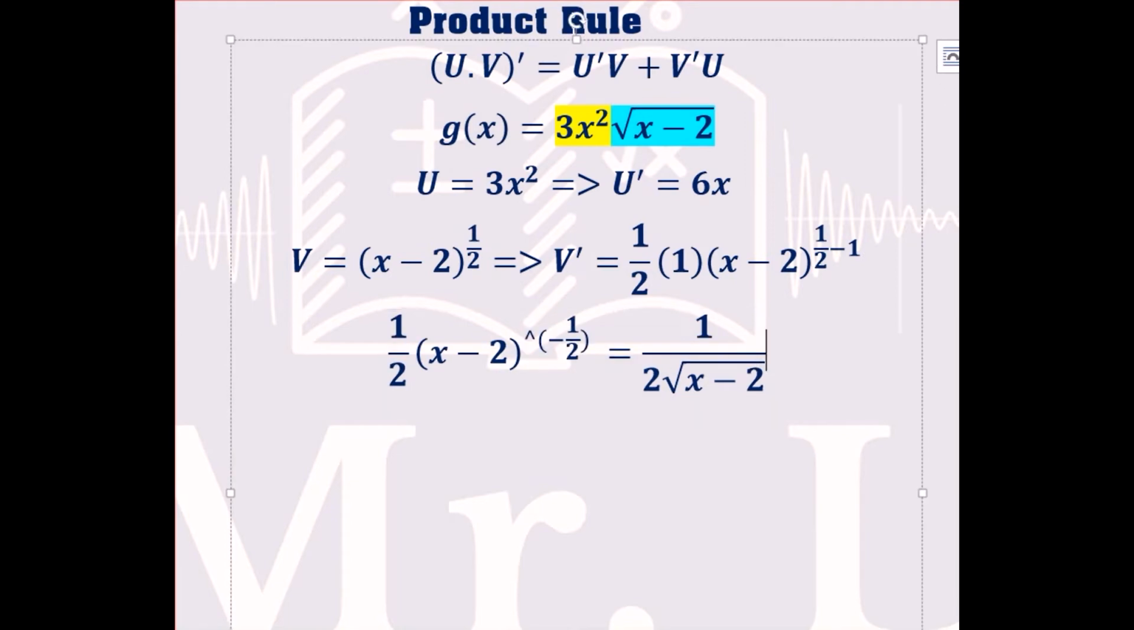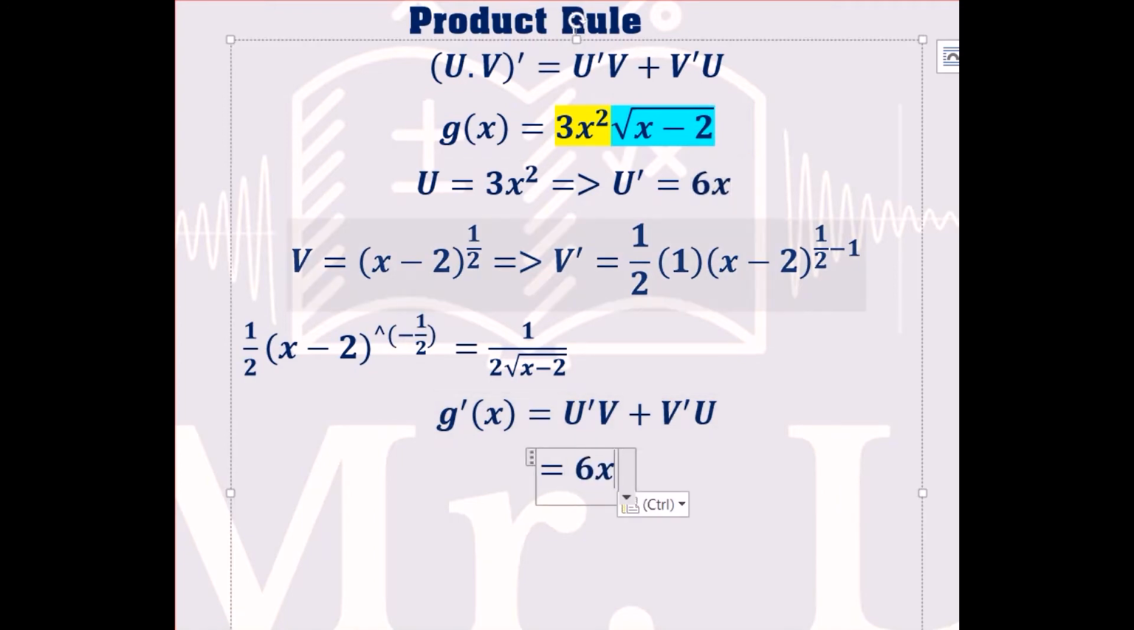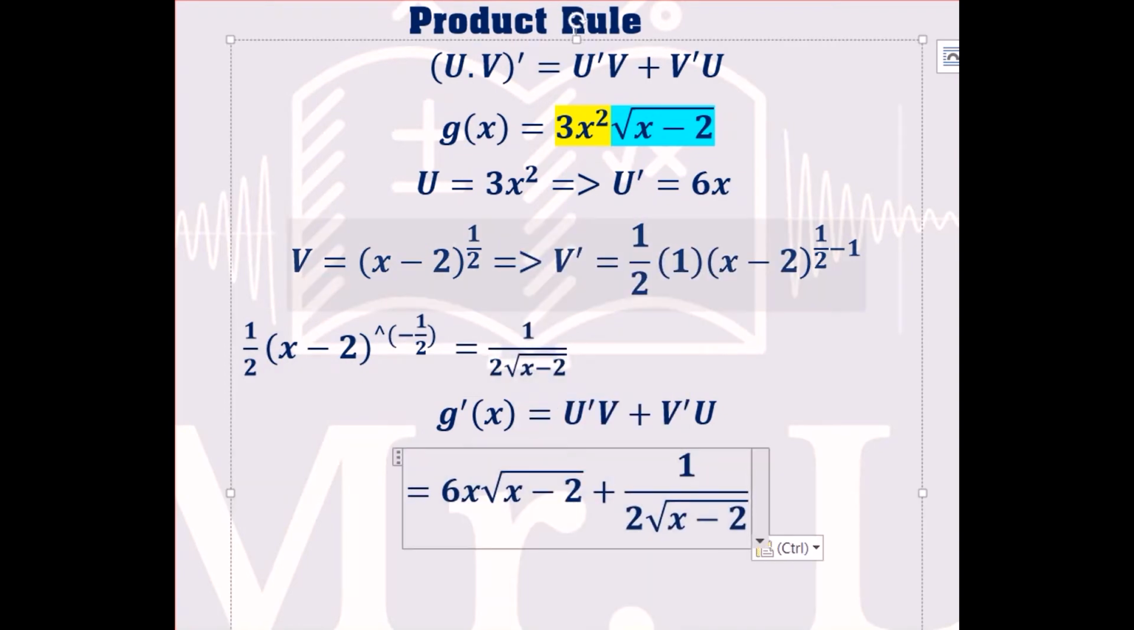So here, g prime of x is equal to u prime v plus v prime u, and now I will replace the values. So u prime is given as 6x, so I will say that it's 6x multiplied by v, which is radical x minus 2, plus v prime, which is 1 over 2 radical x minus 2, multiplied by u, which is 3x squared.